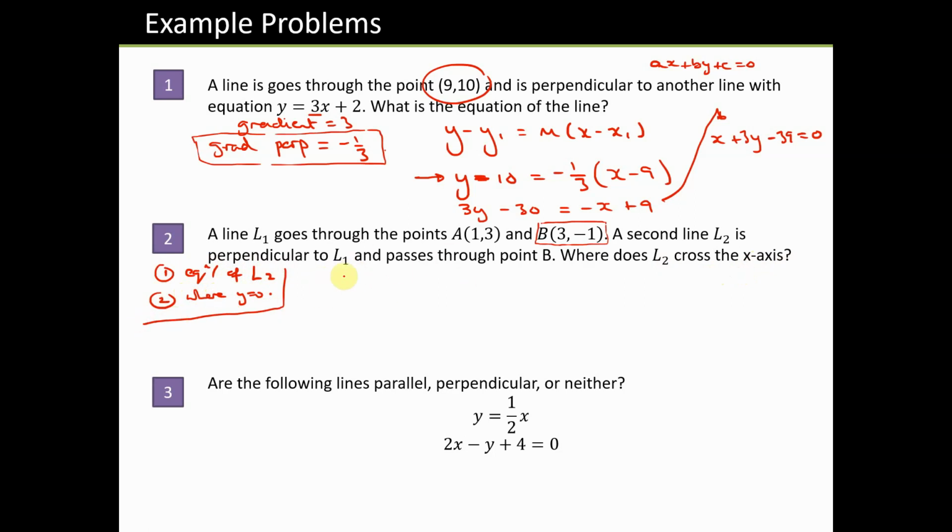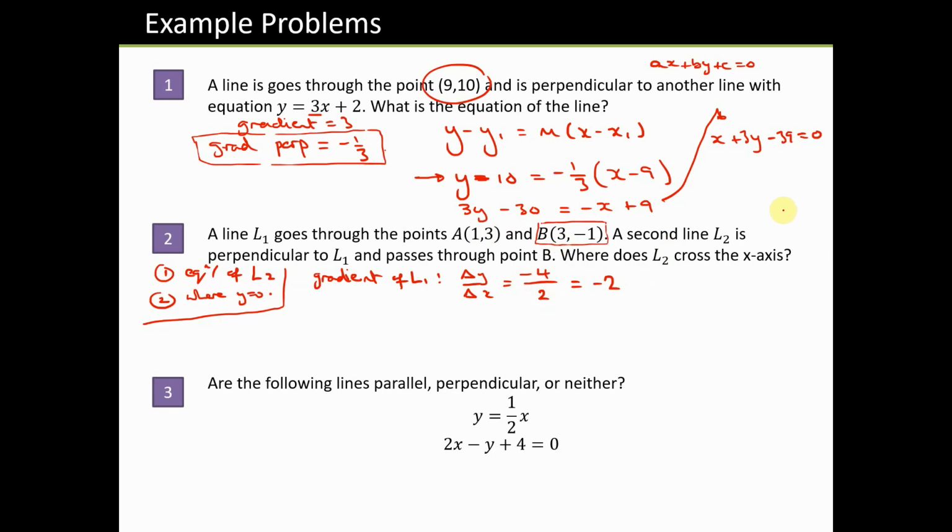So first we want to find the gradient between A and B, and that's going to tell us the gradient of L1. Because we have 2 points for that, we can do that. So the gradient would be the change in y over the change in x. So the change in y from minus 1 to 3 would be, so minus 1 take away 3 would be minus 4. And then the change from 3 to 1 would be 2. So the gradient of this is minus 2.